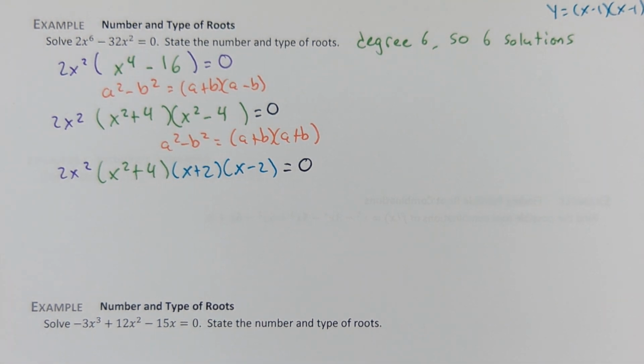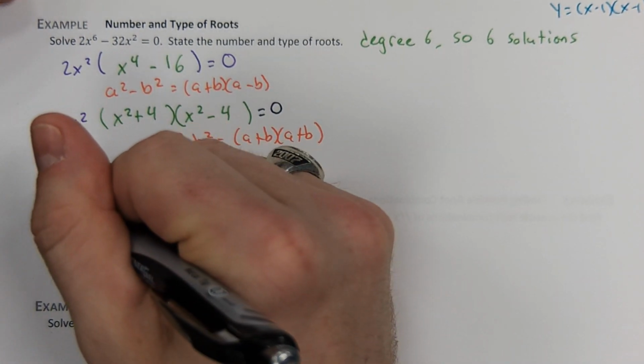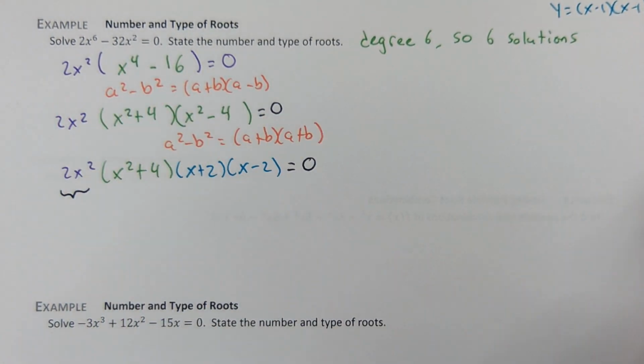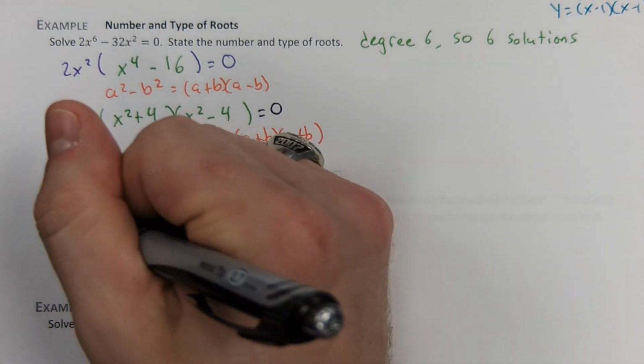Let's do the easy ones. Right here. What would make that equal 0? What would x have to be? X equals 0. Anytime you have an x outside of the factored parentheses, its solution is automatically 0. It's always 0. And it doesn't matter what numbers are out there with it. Its solution is x equals 0.